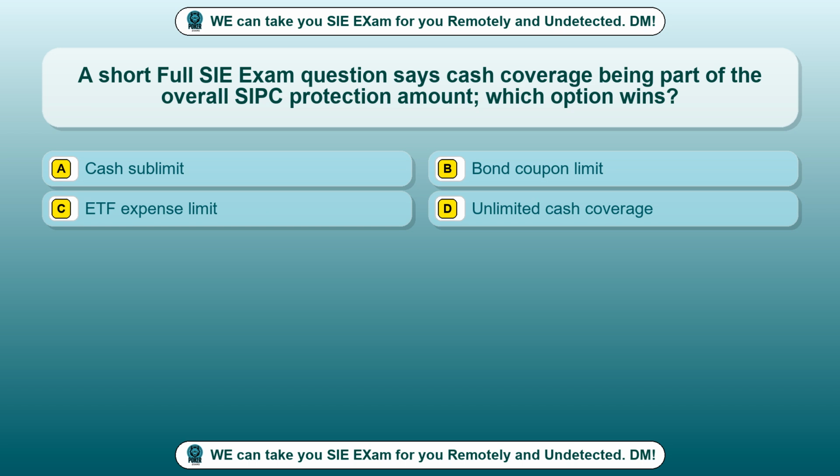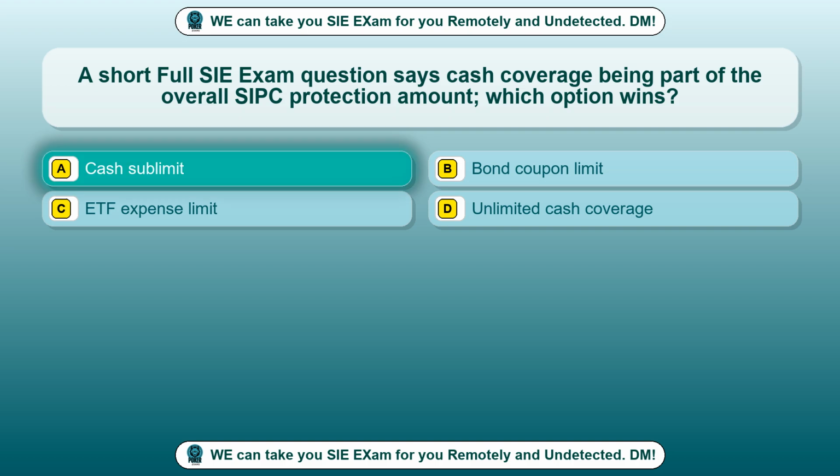Question 9. A short full SIE exam question says cash coverage is part of the overall SIPC protection amount. Which option wins? Option A, cash sublimit. Option B, bond coupon limit. Option C, ETF expense limit. Option D, unlimited cash coverage. The correct answer is option A, cash sublimit.